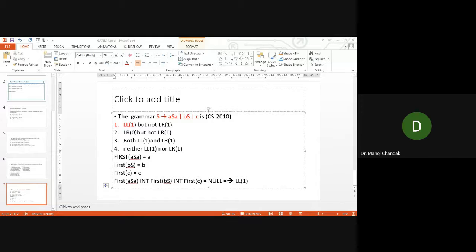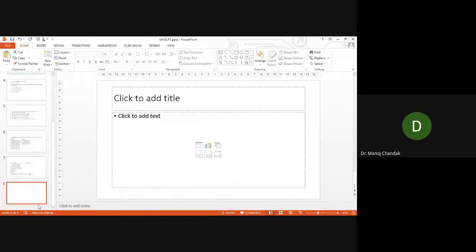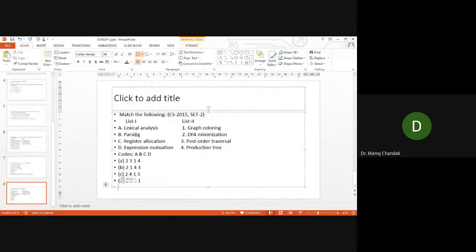So remember that whenever you are solving questions related to grammar, you should be able to solve first and follow. It is very important that you know how to calculate first and follow. Sometimes the match the following is also based on the application. Let me take one more example on that. So this is one more.